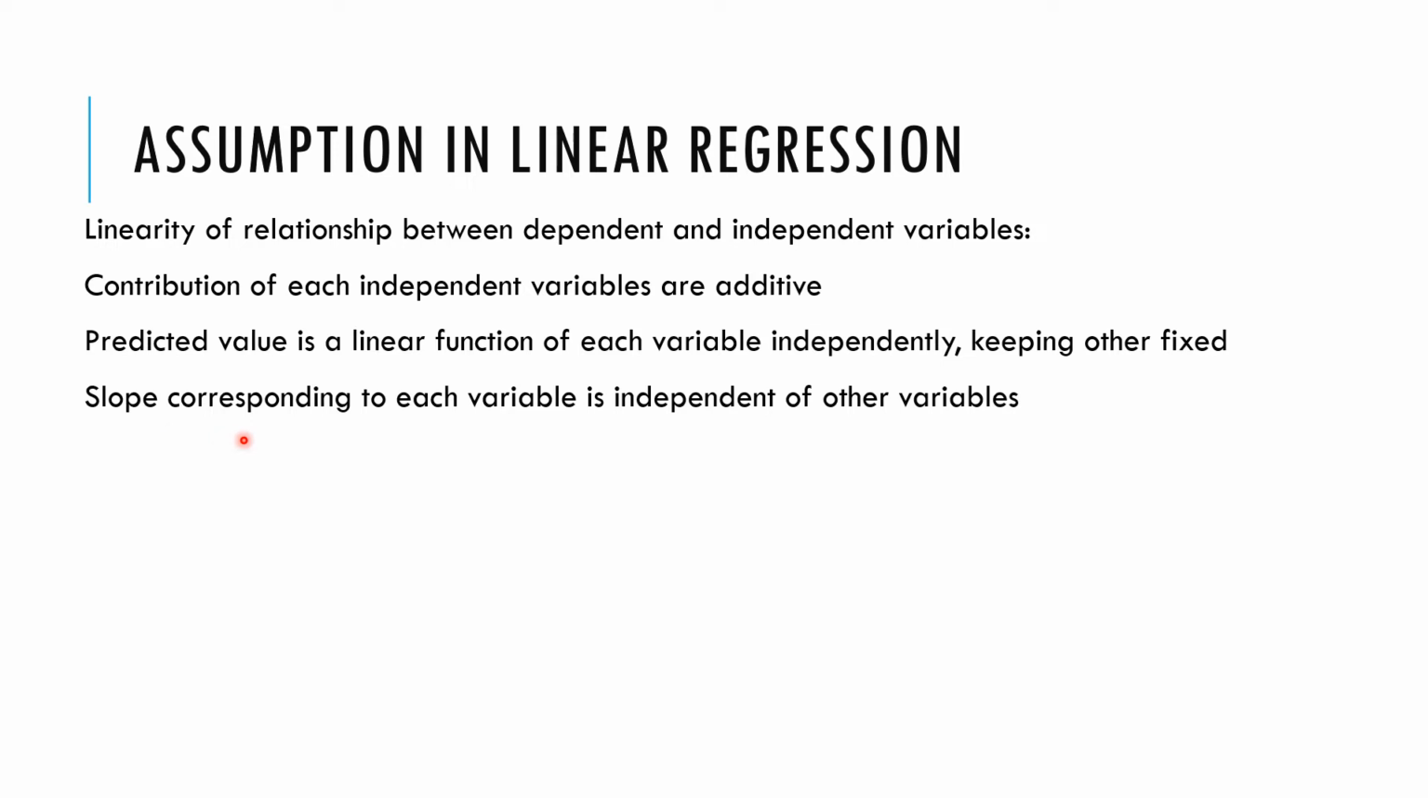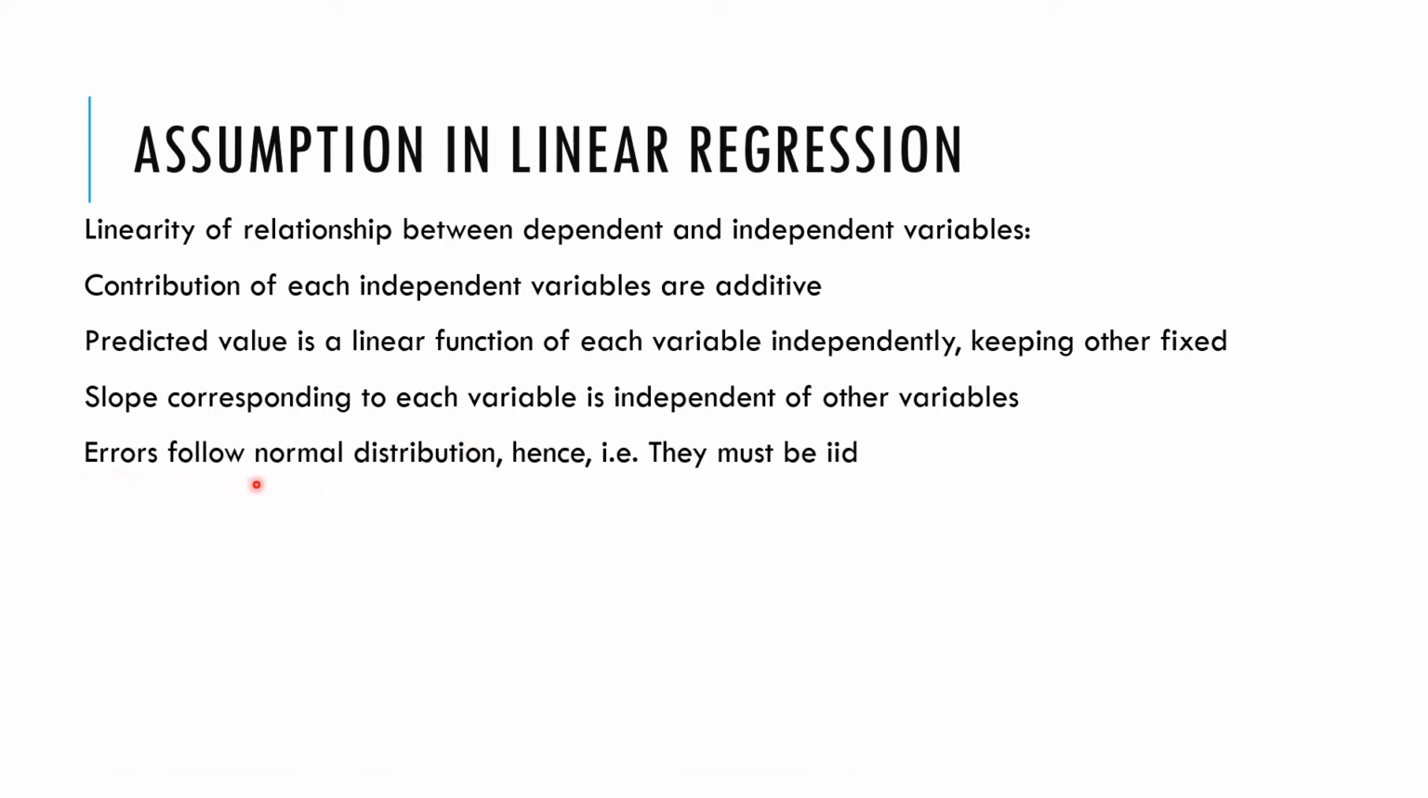So the slope corresponding to each variable is independent of the other variables. That means the theta 1, theta 2, theta 3: theta 1 is only dependent on x1 and not dependent on x2 and x3. Similarly, theta 2 is dependent on x2 and not on x1 and x3. Likewise, theta 3 is dependent on x3 but not on x1 or x2. That's what this assumption is saying.